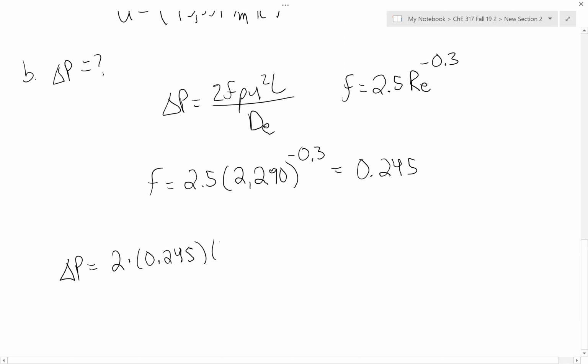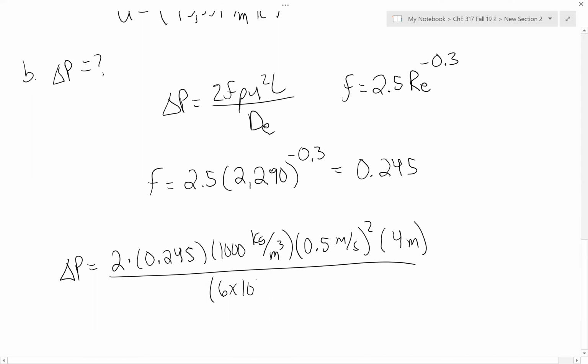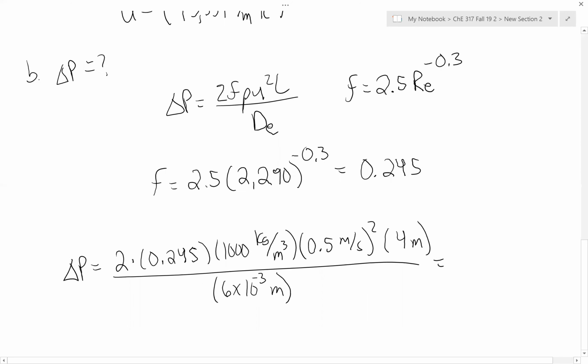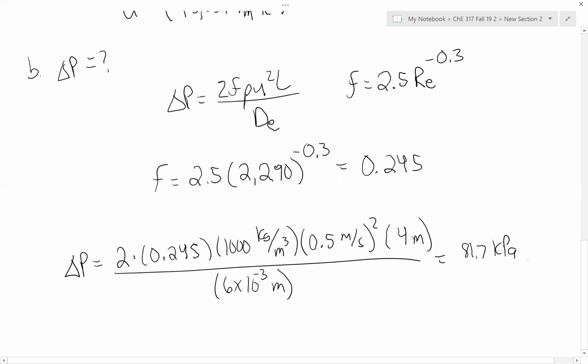With this, I can then directly solve for our pressure drop in pascals or kilopascals as 2 times 0.245 times 1,000 kilograms per cubic meter times 0.5 meters per second squared times our length, which is 4 meters, divided by our effective diameter of 6 times 10 to the minus 3 meters. So if we do this calculation, we should get approximately 81.7 kilopascals as our pressure drop.